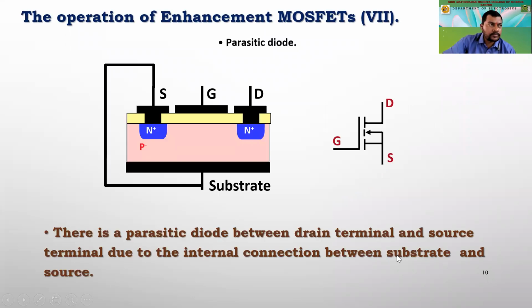So another operation of the enhancement MOSFET is a diode-like structure. Due to this, we can have a diode combination. The P-type substrate and the N-type will form a power diode-like structure. This is nothing but a parasitic diode between the drain terminal and source terminal due to the internal connection between the substrate and the source. So it forms like an imaginary parasitic diode, right?